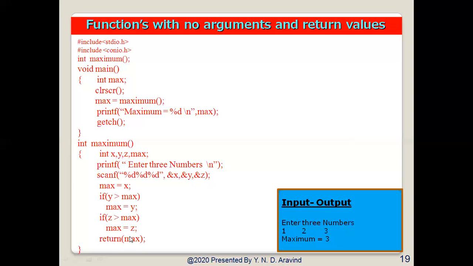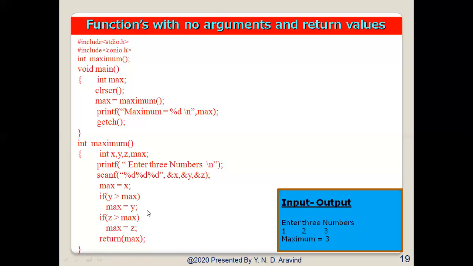This max is different and this max is different, because whenever you invoke any new function, it will create a separate frame, separate memory for each and every variable in that particular function. And once after completion of that particular function, it will erase the memory. So that is where we have seen the local variable and global variable concept. So this x, y, z and max are local to this particular function, so you can use them only here. And this max is the variable I have created in the main function. So this max is different from that max.